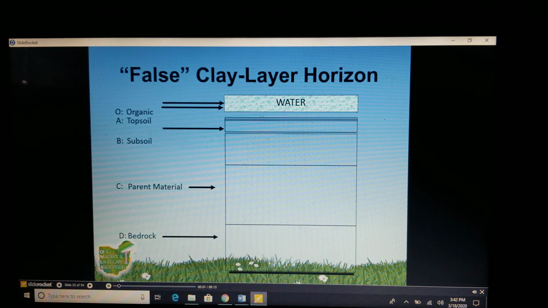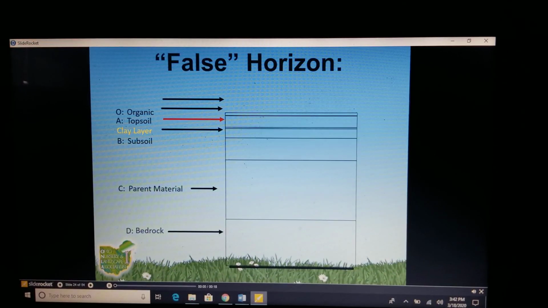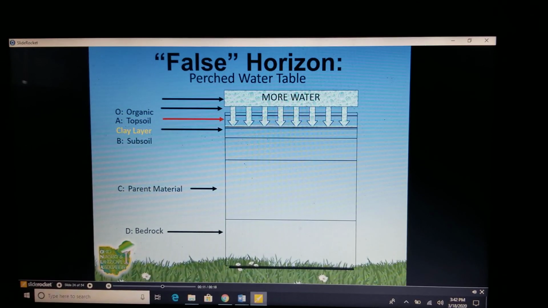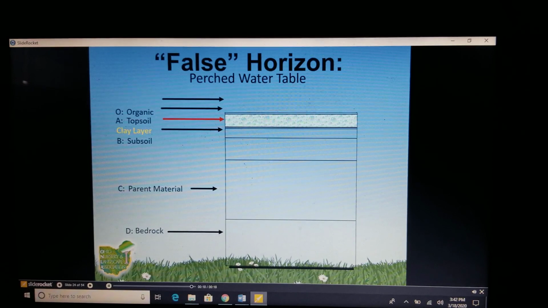Let's look at the process of a false clay layer. Water causes clay particles to move from the upper portion of the topsoil to a lower portion of the topsoil, which produces a false clay layer. This layer is not formed naturally. The false clay layer may be mistaken for a different soil horizon, so it becomes a false horizon. The false soil horizon interferes with water penetration further into the soil, creating a perched water table. The water table is elevated, and the soil remains saturated for an extended period of time.